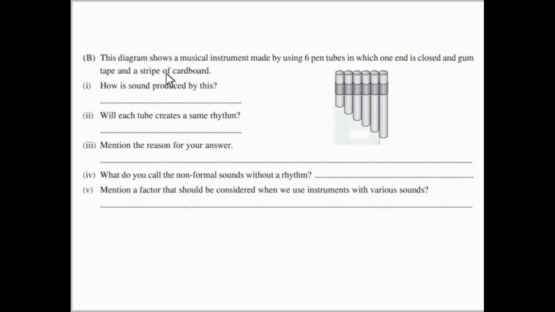This diagram shows a musical instrument made by using 6 pen tubes, in which one end is closed, and gum tape and a strip of cardboard. How is sound produced by this? This produces sound by vibrating the air.